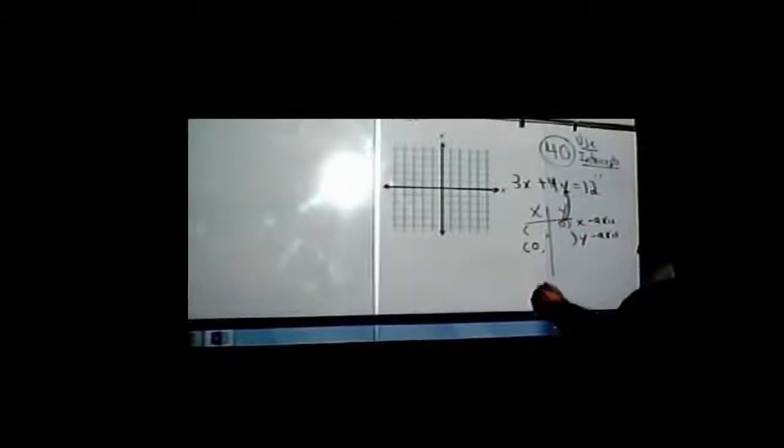Okay, so 4 times 0 cancels out, so I have 3x equals 12. Do my math over here. Divide both sides by 3, and I have x equals 4. You may not be able to see this well, but I'm going to write here, x equals 4. And then you do the opposite. You plug in 0 for x and solve for y.